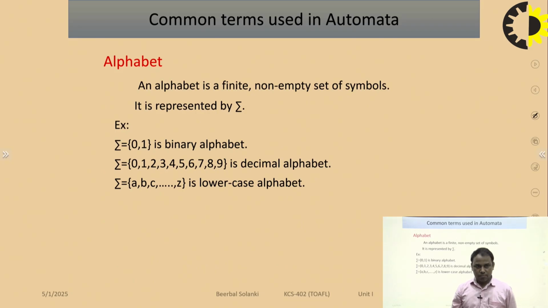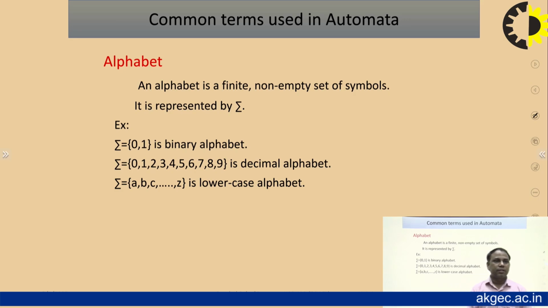Now we start the deeper study of TAFL. We understand some basic concepts like alphabet, strings and language. First we discuss the alphabet. What is an alphabet? An alphabet is a finite, non-empty set of symbols. It is represented by sigma.